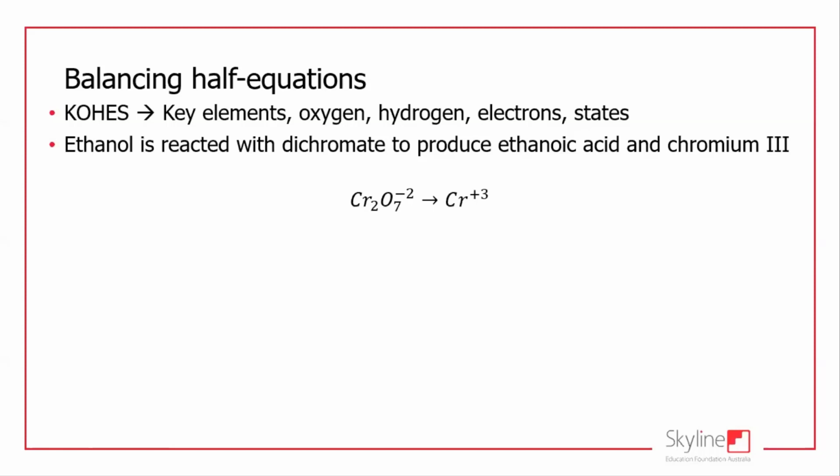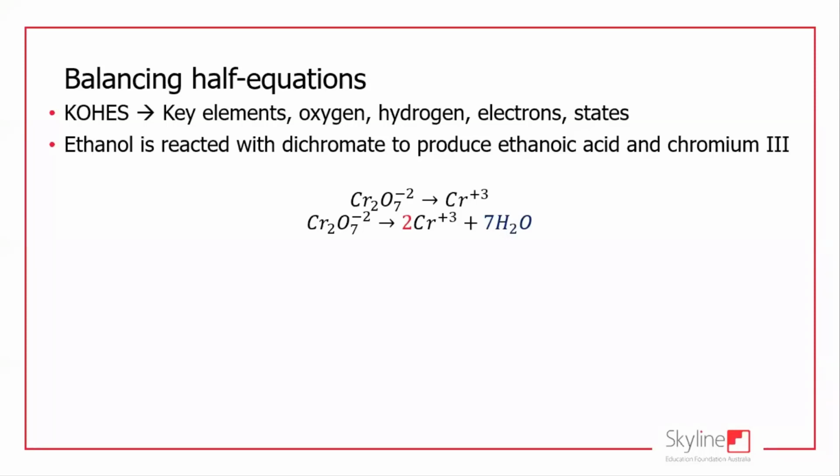So to begin with, key elements. We can see that in our first line, we have Cr2O7 becomes Cr. Key elements here, first off, we've got to balance our number of chromiums. So we need 2 chromiums on the right-hand side. Therefore, we have Cr2O7 becomes 2 Cr. The issue now is that we have O7 on the left and we don't have anything on the right, and we need to find a way to balance this oxygen.